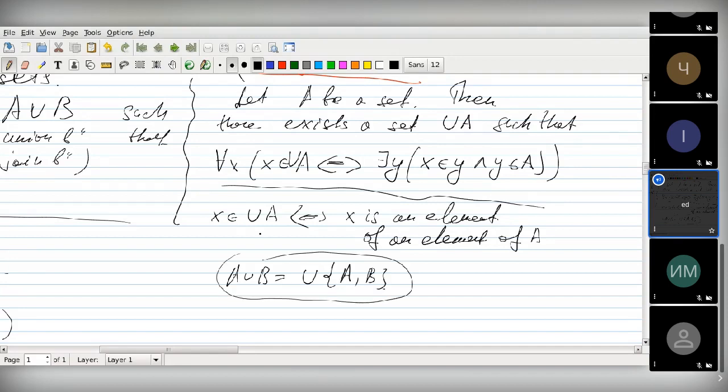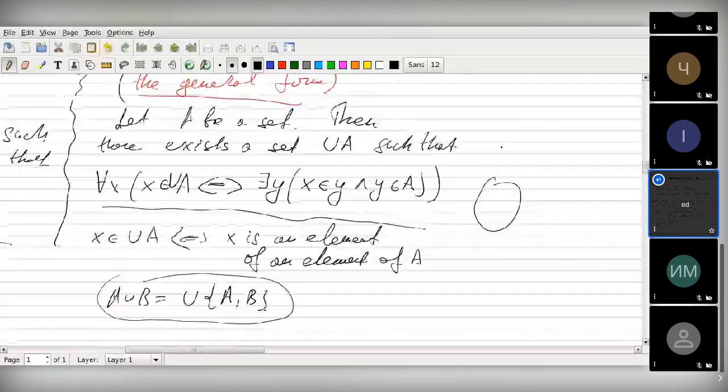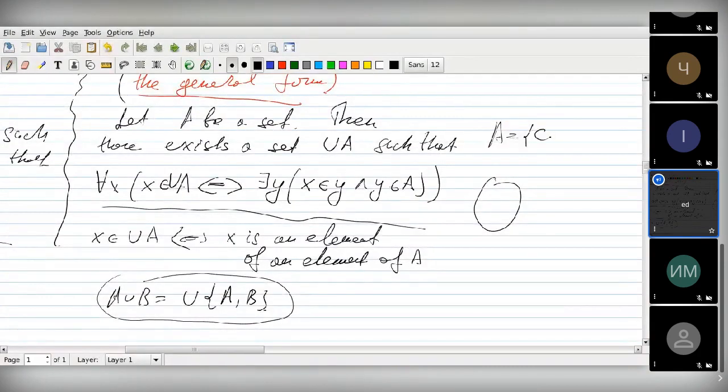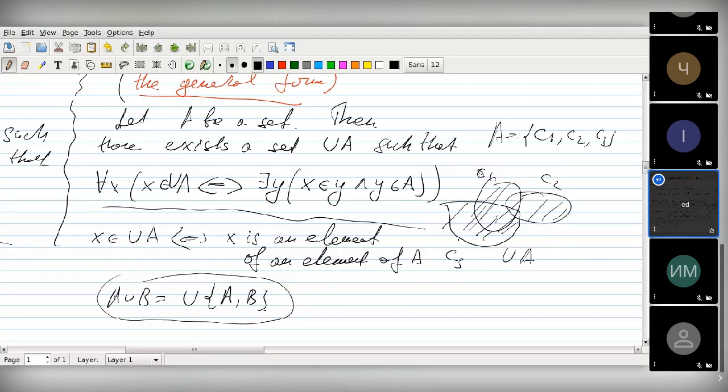So, what does it mean? That means that if A consists of some sets C1, C2, C3, of course, what is the union? The union of A is a set of all points, all elements, each of which belongs to at least one element of A. Is it clear?